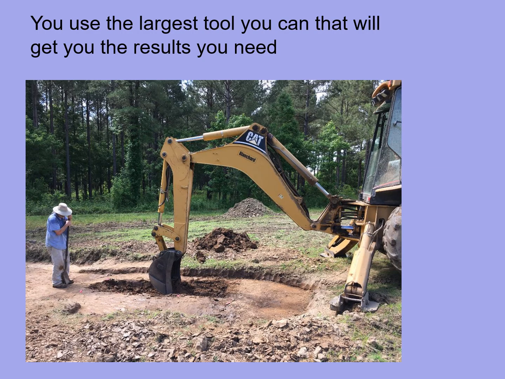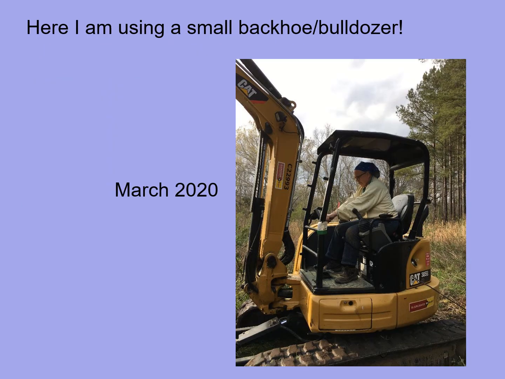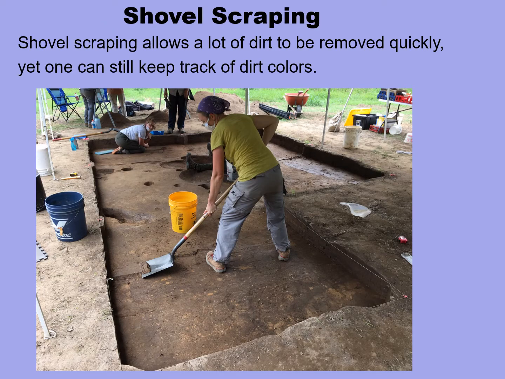In excavation, you use the largest tool you can that will get you the results that you need. So here, for example, we're using a backhoe to dig a trench through the edge of the mound. Here, I'm using a small backhoe bulldozer. Shovel scraping is a lot more controlled. It allows a lot of dirt to be removed quickly, yet you can still keep track of the dirt colors that might tell you that you have a feature.